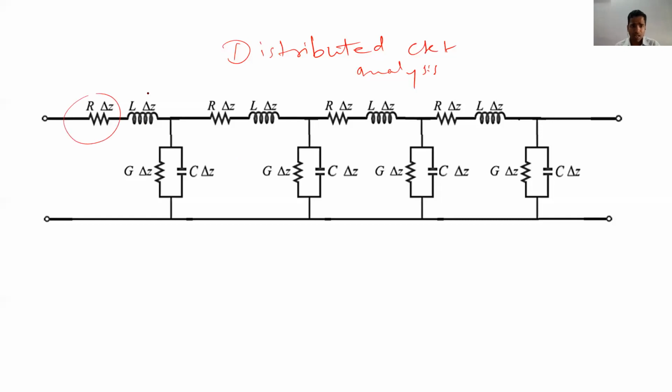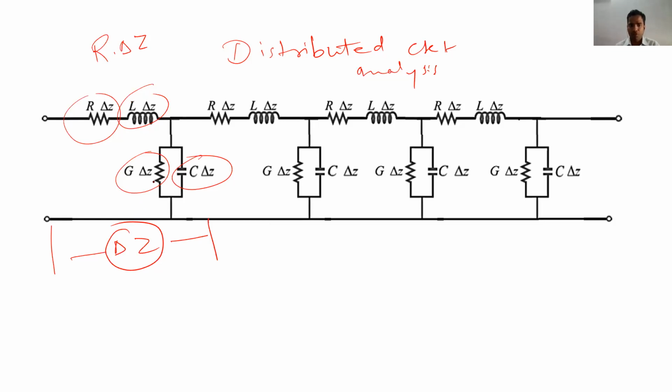So this R, L, G, and C are all distributed, and that is why R is not alone. There is R into delta Z, L into delta Z, G into delta Z. Why? Because the length of the subsection is delta Z. So this resistance is not absolute. This is for this particular subsection length. So L here will have unit Henry per meter. R will have unit ohm per meter. G will have unit mho per meter, and C will have unit farad per meter.